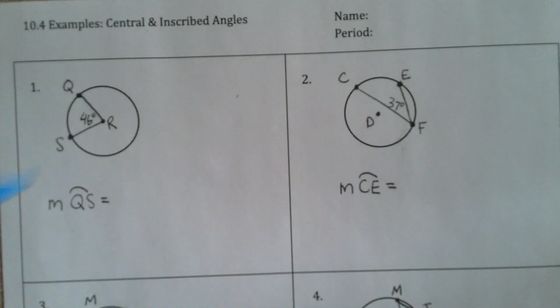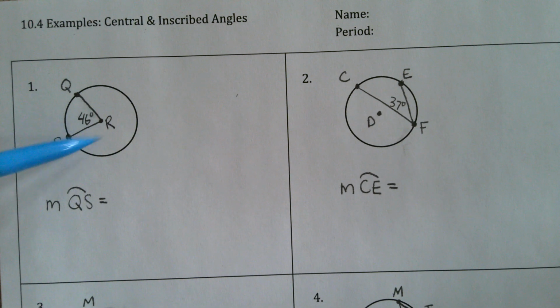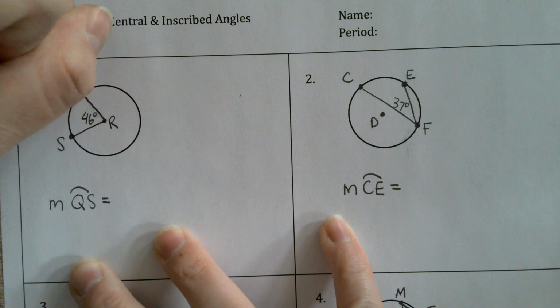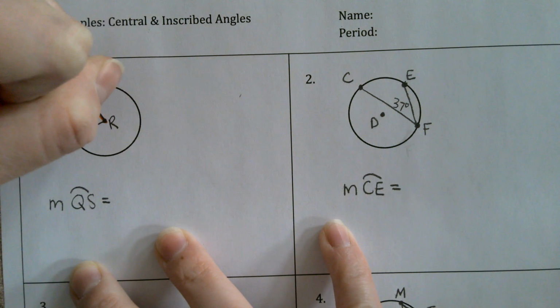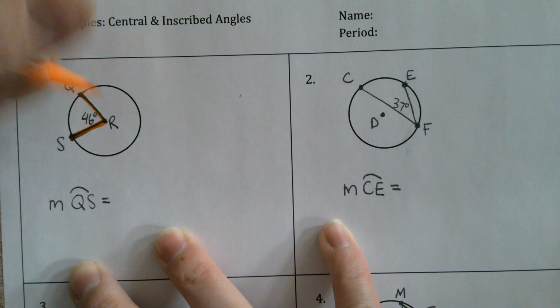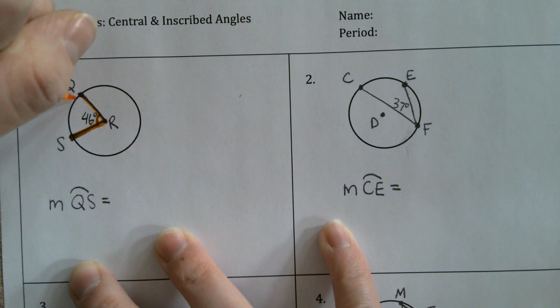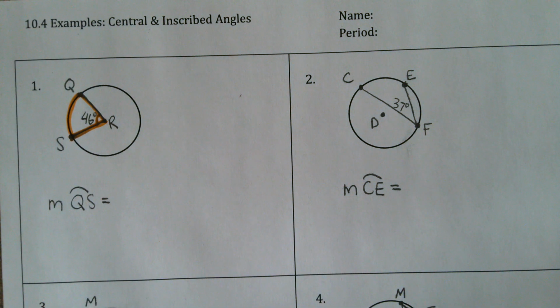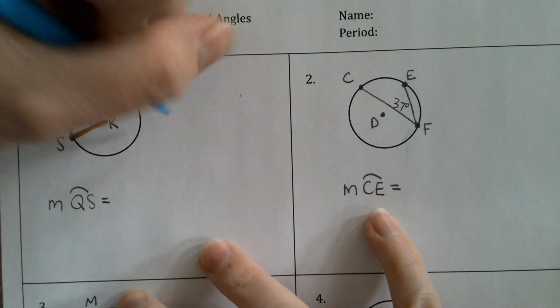We have angle QRS here. We know it's 46 degrees, and they want us to find the measure of arc QS. Again, I recommend color coding for this section. So we have QRS here. And so then this is the angle, and then this is the arc that goes with it. So this is a central angle.